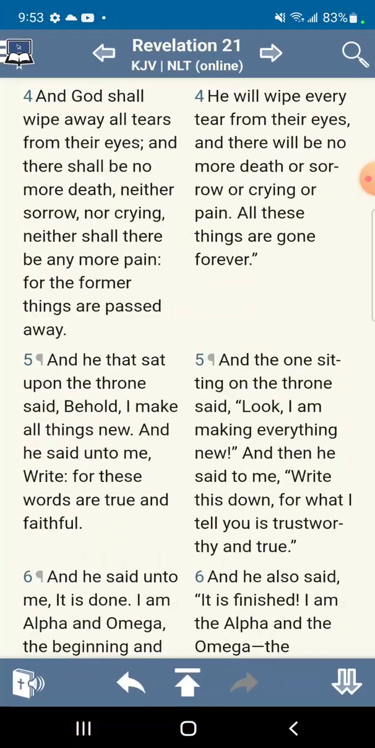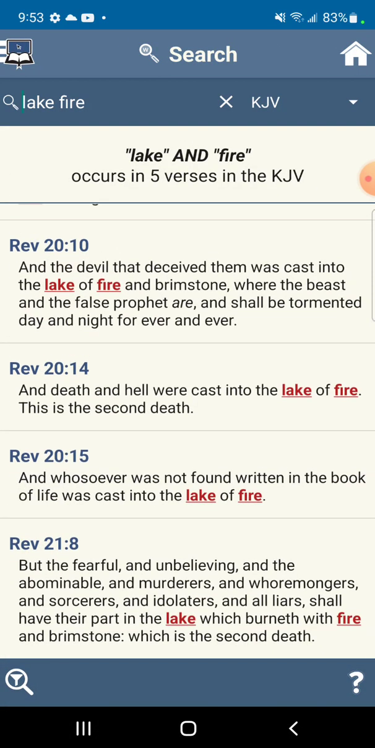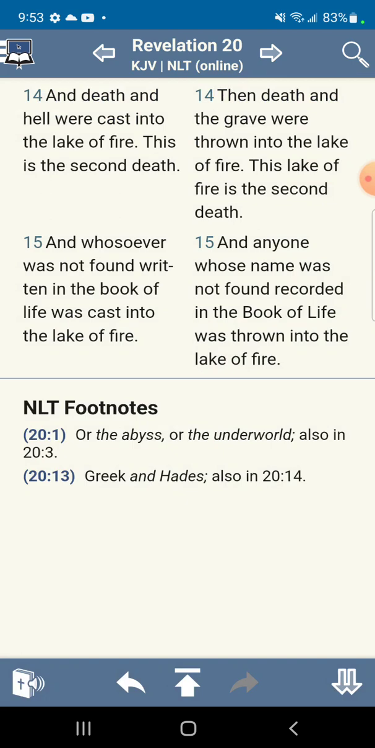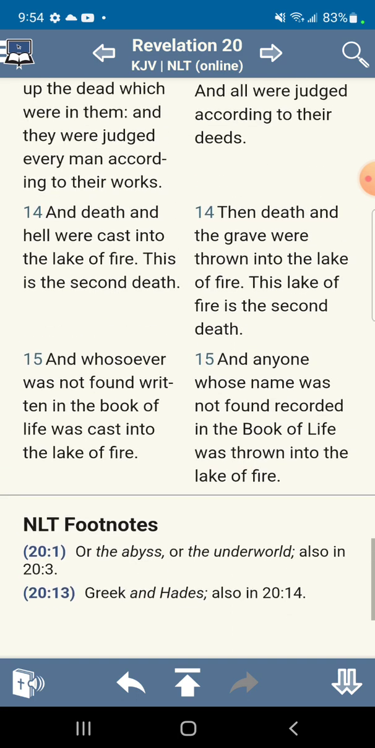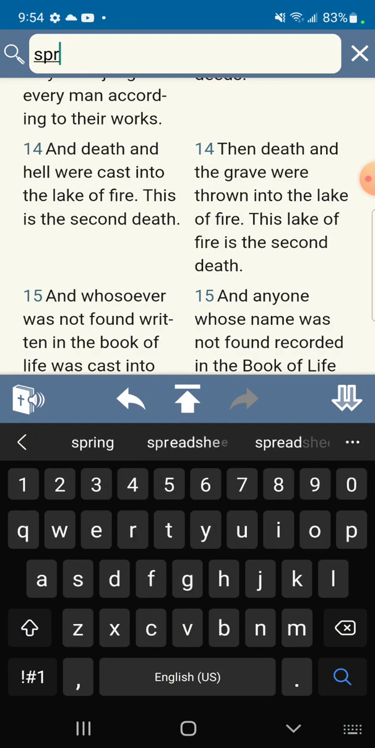Okay, let me just get a couple of scriptures on that. The lake of fire is going to burn everything. The Revelation. Revelation 20:14, and death and hell were cast into the lake of fire. This is the second death. Whosoever was not written in the book of life was cast into the lake of fire. It's going to be a lake of fire because there's going to be so many missiles shot off. The peace sign didn't do anything.